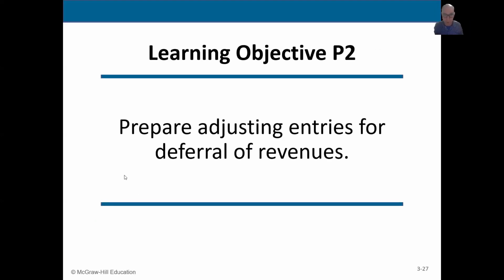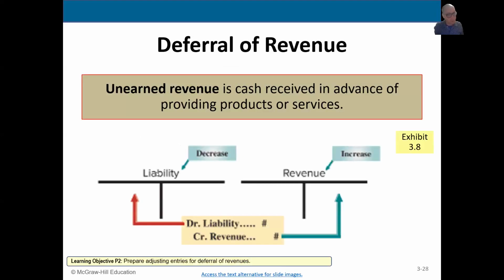Okay, so that's deferred expenses. Let's look at deferred revenue. Deferred revenue is unearned revenue. We talked about this briefly. Remember, I had my lawn business. I had my 2 customers, right?